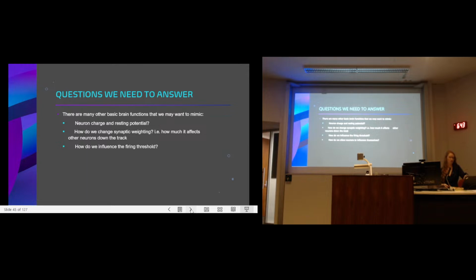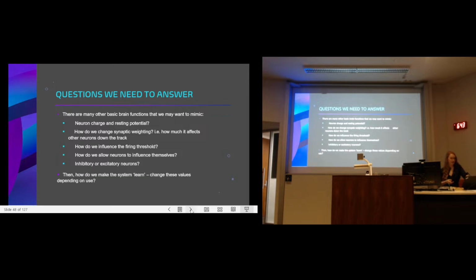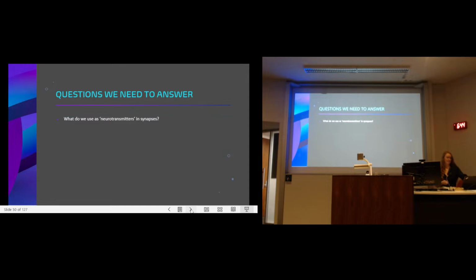How do we allow neurons to influence themselves? Can we create ones that are inhibitory as well as excitatory? And finally, how do we get the system to learn? So how do we get it to change itself and learn based on what we're actually trying to get it to do? Oh, there's another one. What materials do we use? And that's sort of the topic for my PhD. This is something that we'll get to at the end if we have time.